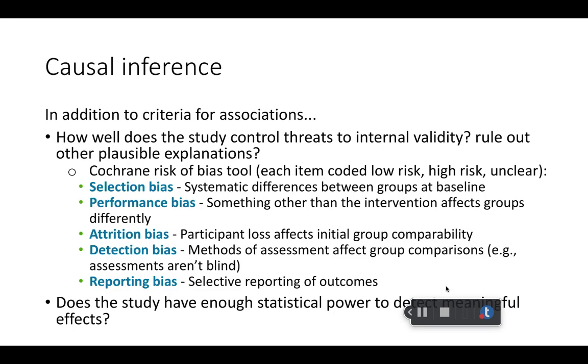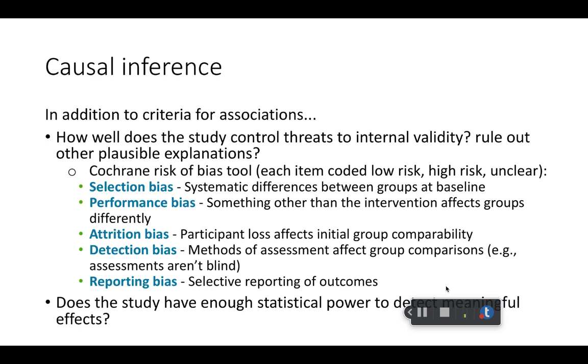Then we get to causal inference. And in addition to all the criteria we've talked about so far, we ask, how well does the study control for threats to internal validity? That means, how well does it rule out other plausible explanations for results? Now, we're going to talk about threats to internal validity in a few weeks, but here, very briefly, is an example of a tool called the Cochrane Risk of Bias tool that gets at some of these threats.